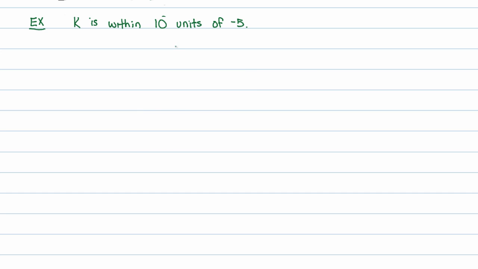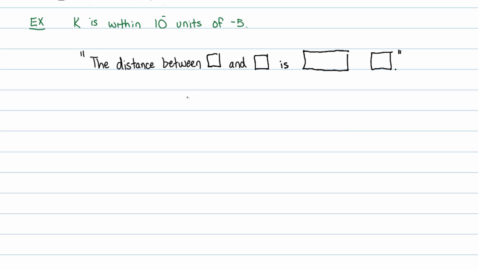This one's strange because it's not k is 10 units from negative 5. It's k is within 10 units of negative 5. Again, we want to write this out in a different format. The distance between blank and blank, so there's our two objects we're finding the distance between, is, and then a couple more blanks.